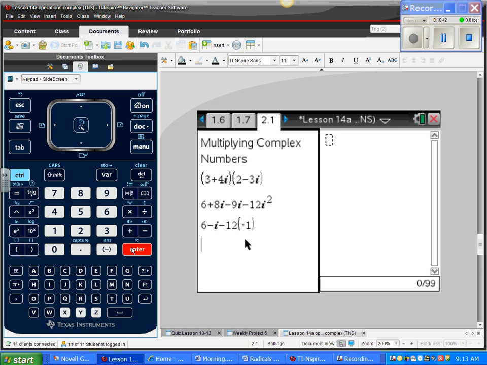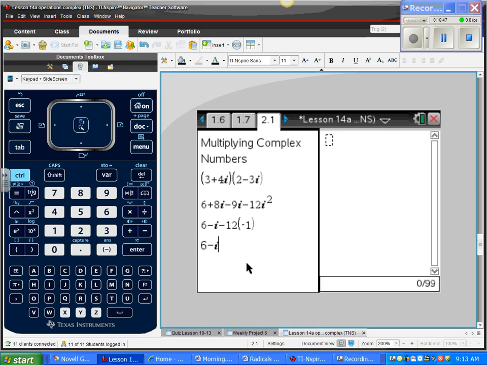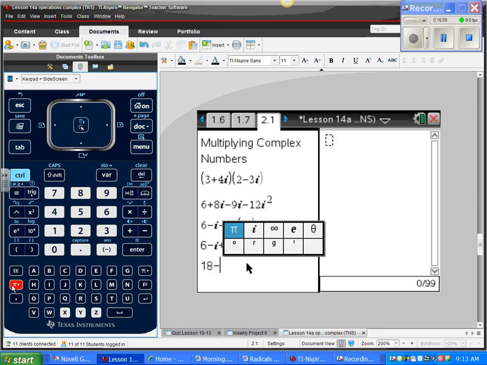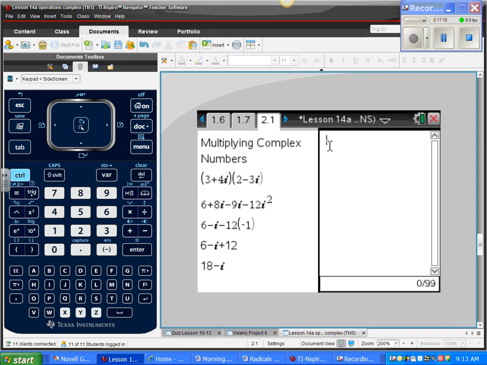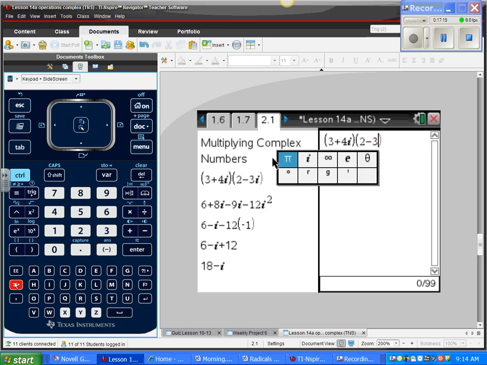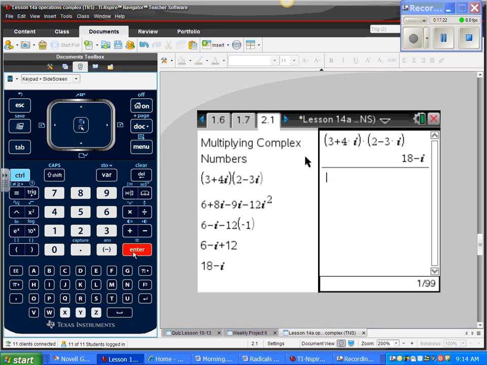Okay, so all I did was combine like terms, and I got rid of that i squared and made it a negative 1. So now I have 6 minus i, and then that's going to be a what? Plus 12. Or 18 minus i. Does the calculator do it for you? Sure. Okay. 3 plus 4i times 2 minus 3i. You should get the same thing.